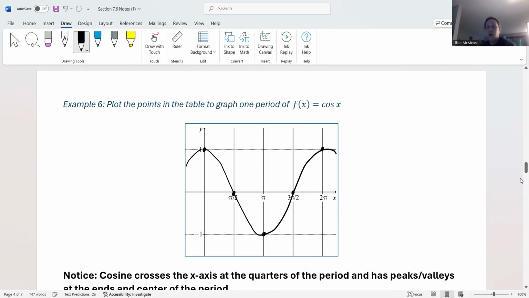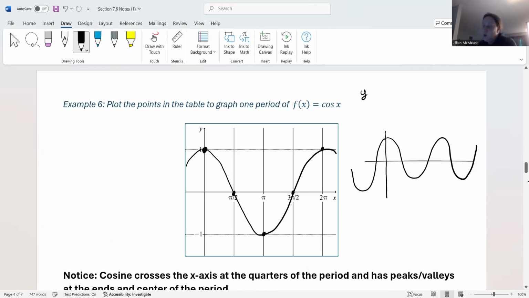So this represents one full period of cosine. Now, the graph of cosine and sine at a glance look exactly the same, but their x-intercepts and their peaks and valleys are shifted. So when we see cosine, it does this. All right. So what's really important here is noticing the y-intercept. The y-intercept here is 0, 1. The y-intercept of sine is 0, 0. So they're basically the same graph. One is just shifted.